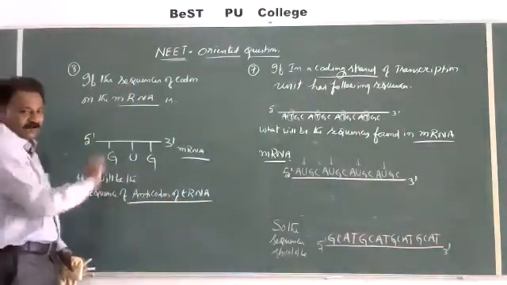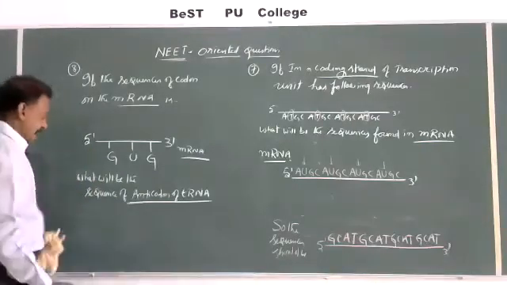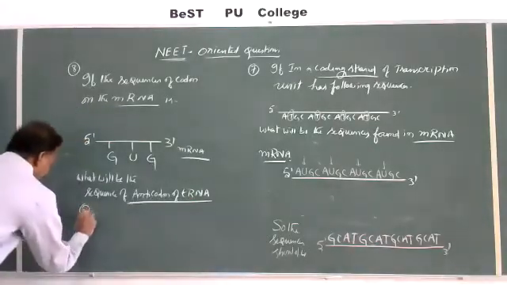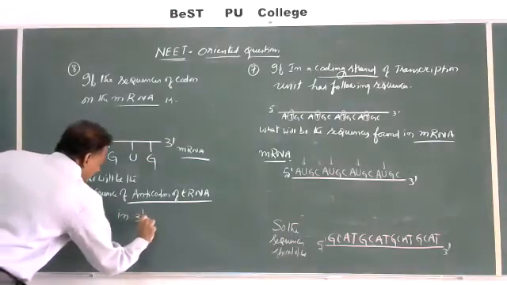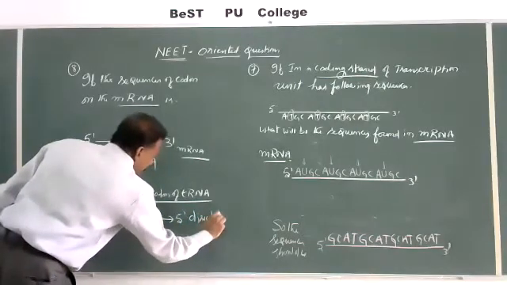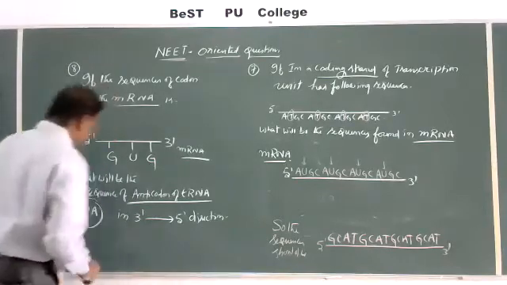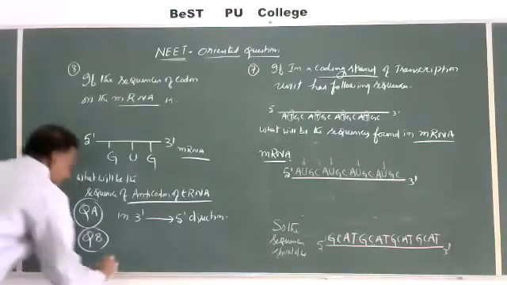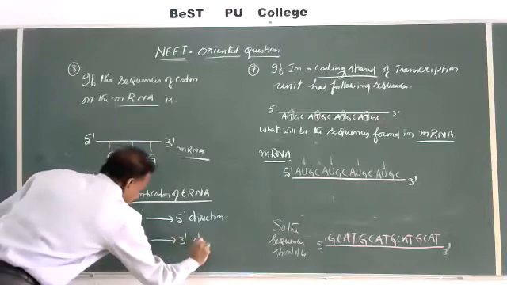So we know anticodon. There is a chance of asking two questions here. They may ask what will be the sequence of anticodon of tRNA. Question A, in 3 prime to 5 prime direction. They will ask options. Or question number 2, in 5 prime to 3 prime direction.